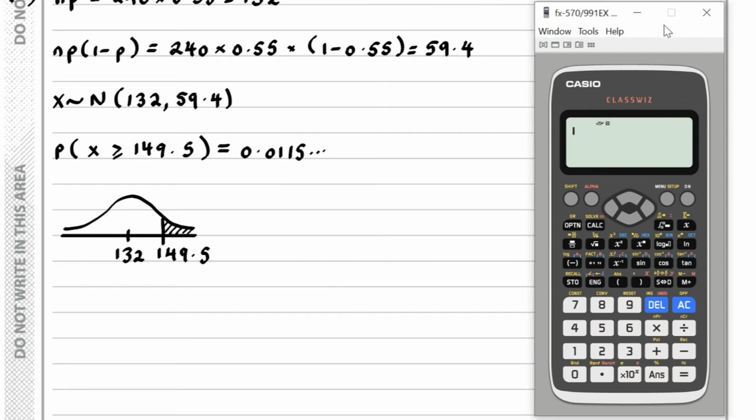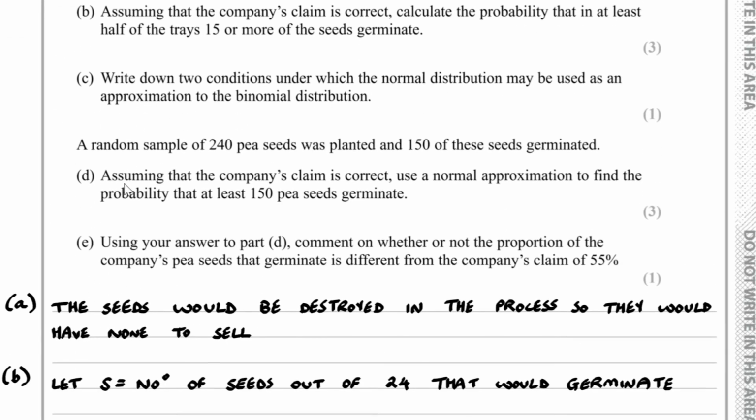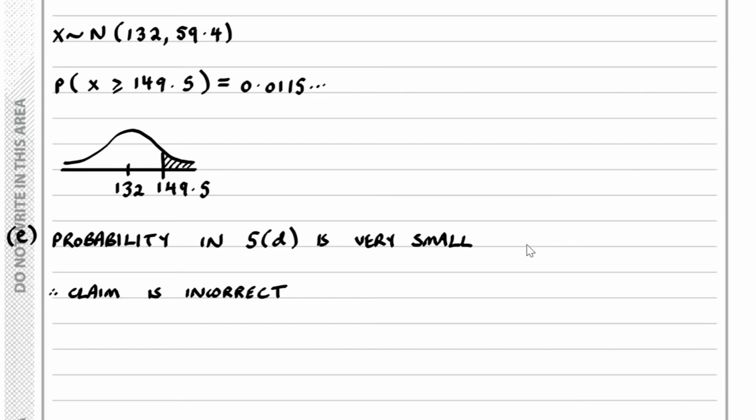Now for part E of the question, using our answer to part D, we have to comment on whether or not the proportion of the company's pea seeds that germinate is different from the company's claim of 55%. Well, the probability we've just found here is very small. The 0.0155, etc. is a really small probability compared to the 55%, and so therefore the claim is incorrect.